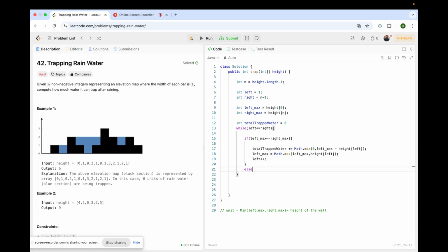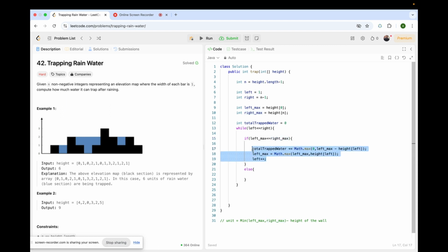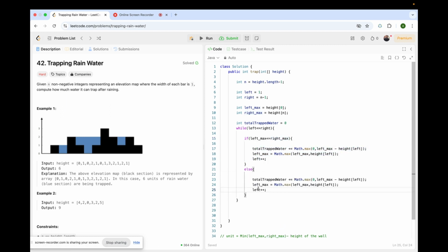Similar activity I will do if right max is less than the left max. In that case, total trapped water will add right max minus height of right. I will update right max and move towards the left, so I will decrease right. And at the end I will return the total trapped water.